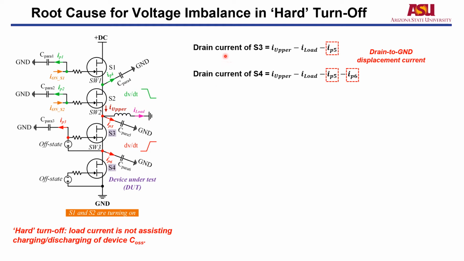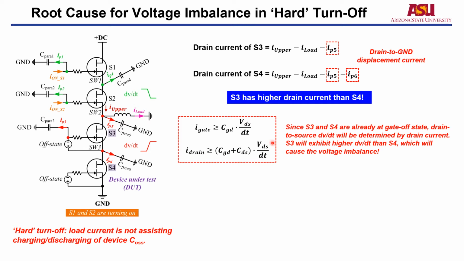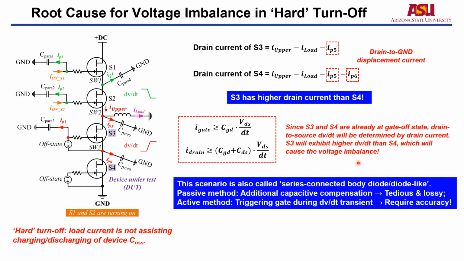So the drain current of S3 can be expressed by this equation, and the drain current of S4 can be expressed by this equation. Again, both IP5 and IP6 are drain-to-ground displacement current. So we can see S3 has higher drain current than S4. And based on these equations, since S3 and S4 are already at the gate-off state, drain-to-source dV/dt will be determined by the drain current. So S3 will exhibit higher dV/dt than S4, which will cause the voltage imbalance.